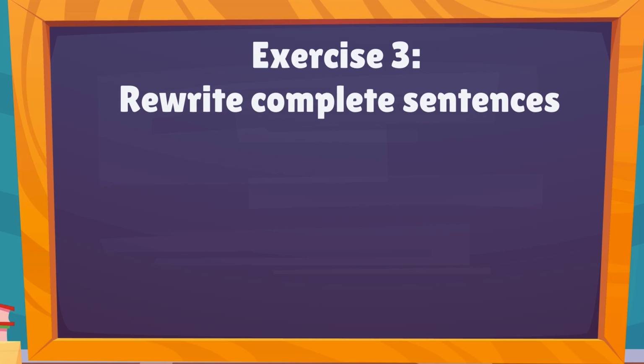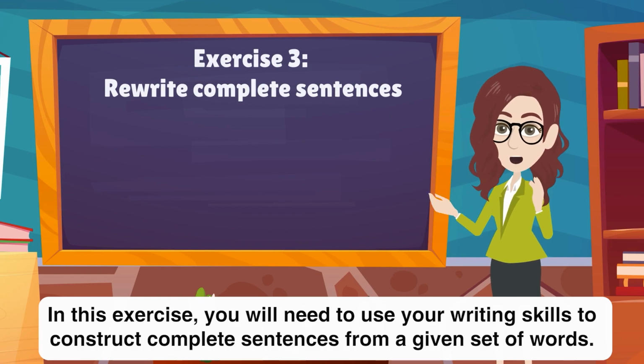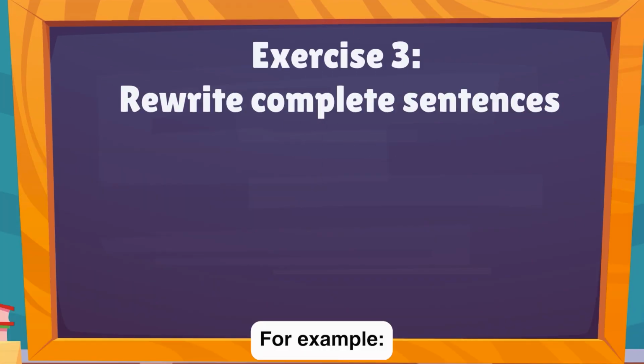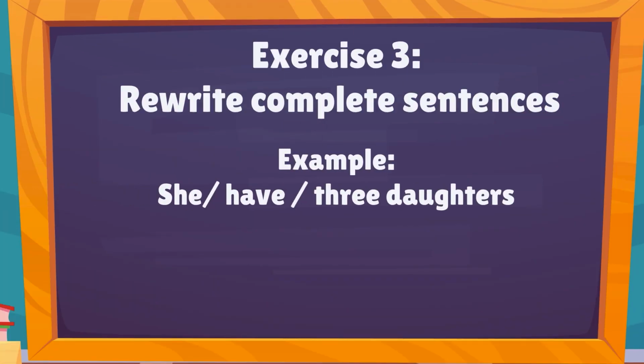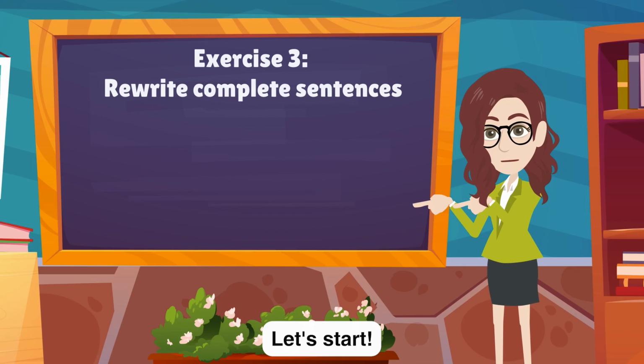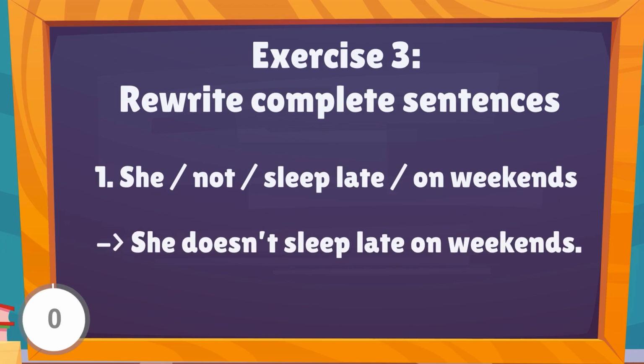Exercise 3, rewrite complete sentences. In this exercise, you will need to use your writing skills to construct complete sentences from a given set of words. For example, she have 3 daughters. The answer is, she has 3 daughters. Let's start. The answer is, she doesn't sleep late on weekends.